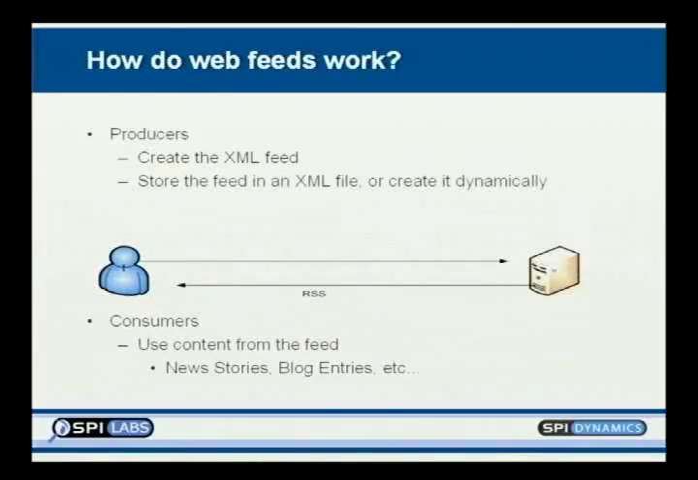So you have producers and you have consumers. The producers will create the feed and store it in an XML file, or they'll have it in a database and then dynamically generate it and stream it over to whoever's requesting it. The consumers are obviously the things that are using them. You've got websites, things like that.